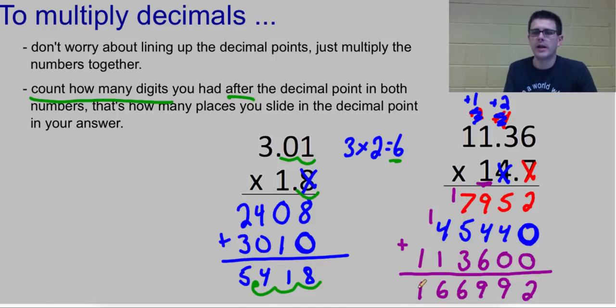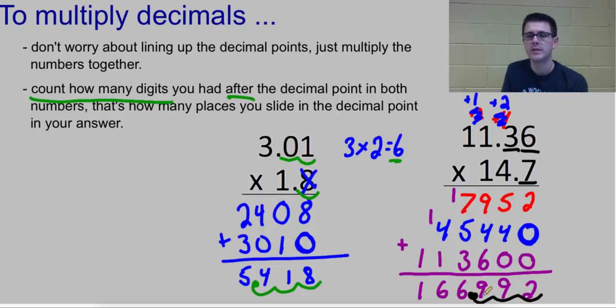I know an answer of 166,992 is probably not realistic for 11 times 14 or 15. So remember, this is where we go back to the problem and we count up how many digits we have in the problem. I had 1, 2, 3. So I want to come over 1, 2, 3 places in my answer. My answer was 166.992.